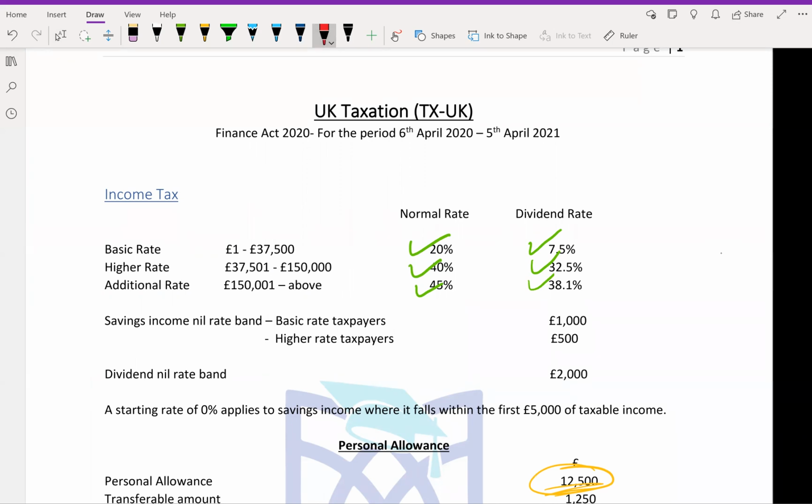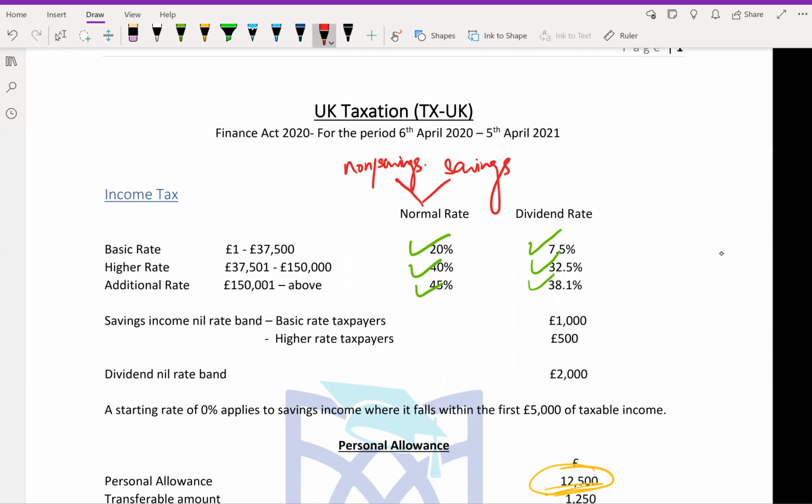There's a problem with the notes. Yes, no, they are taxed at the normal rate. Exactly. Savings and non-savings are taxed at the normal rate. So how come I just said that non-savings is taxed at the highest rate? Savings is being taxed at the same rate.